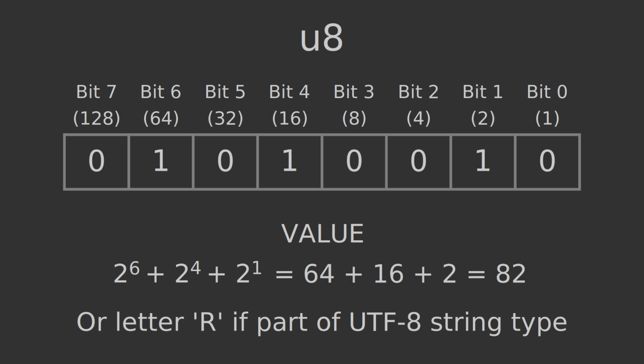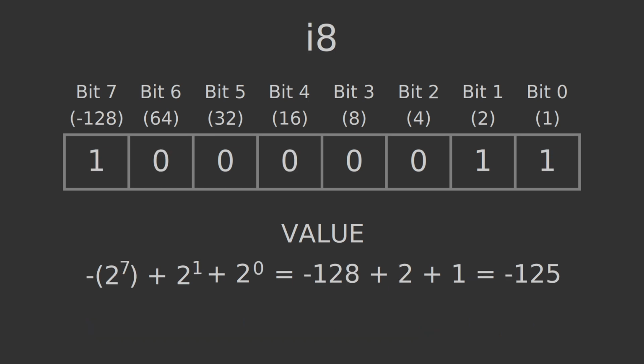u8 values can also be found as characters in an English language UTF-8 string. These are commonly referred to as ASCII characters, and they have a Unicode UTF-8 encoding that can fit in a single u8 value. In this example, the u8 value 82 would correspond to the capital letter R. UTF-8 strings can also contain non-English language characters, but in that case, the encoding requires multiple u8 values to store a single character. The i8 is very similar to the u8, except that the most significant bit, bit 7, when set, has its value negated. That is, it has a value of minus 128 instead of 128.